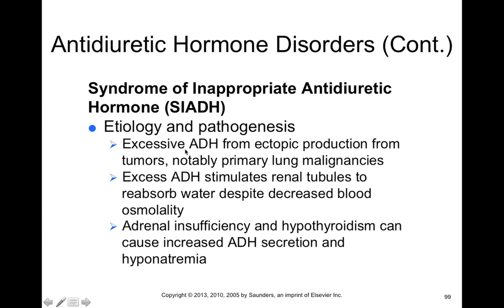This excessive ADH can come from ectopic production by tumors, like lung malignancies, which can produce ADH, just like lung malignancies can produce parathyroid-like hormones. Excess ADH can stimulate the renal tubules to reabsorb too much water, which increases blood osmolality. Adrenal insufficiency and hypothyroidism can also cause increased ADH secretion and hyponatremia.